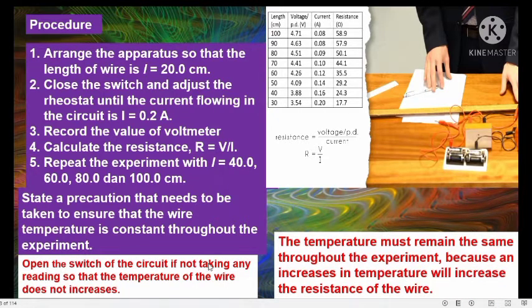Other than that, read the scale of the ammeter and voltmeter with eye level perpendicular to the scale to prevent parallax error. The temperature must remain the same throughout the experiment, because an increase in temperature will increase the resistance of the wire. We just want to discuss one factor in this experiment, that is length. So we must keep other factors constant. Temperature, diameter, and material of wire must be kept constant.